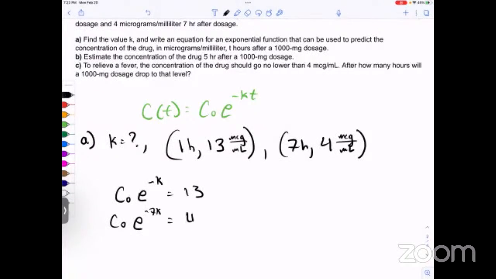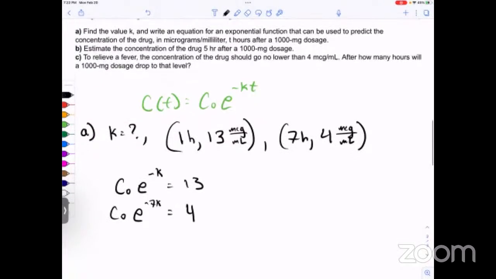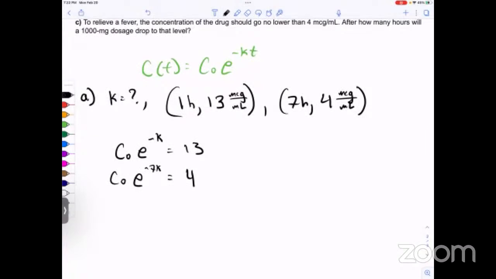What the view an example did, they divided the first equation by the second, right? So if we say the first one divided by the second one, we'll just work over here. We're going to get 13 over 4 equals, and when we say the first line divided by the second, the C's cancel. So then we're going to have e to the negative K over e to the negative 7K. So now at this point, we have one equation, one unknown we can solve.